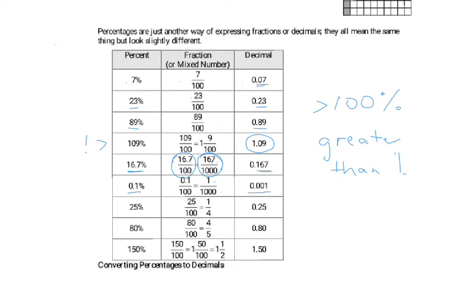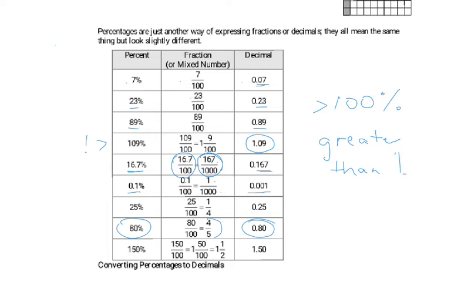80% is 80 100ths, which you can reduce, and you could reduce that in steps. You could say that's going to be 40/50ths, which would be 4/5, or you might start with 8/10 and then divide by 2. Just reduce your fraction as low as you can, and the decimal, though, goes back to the 80/100ths, 0.80.